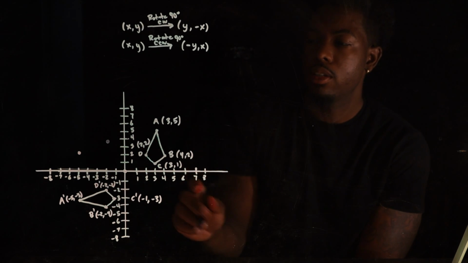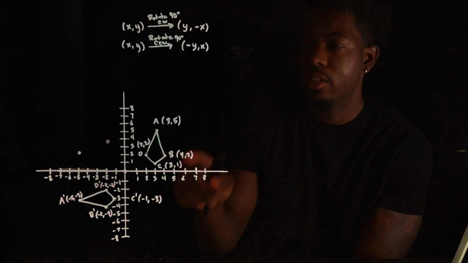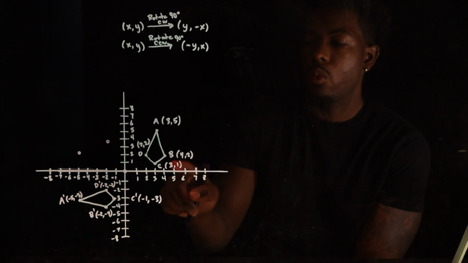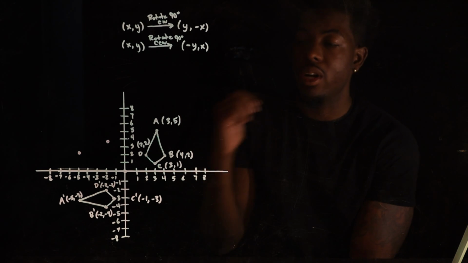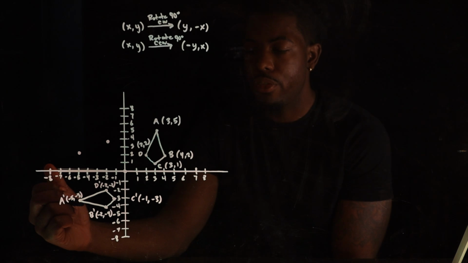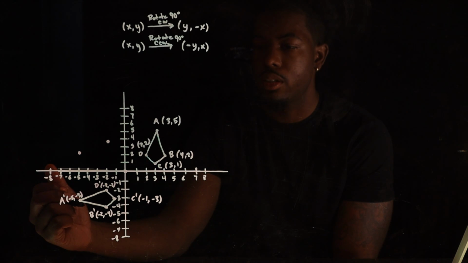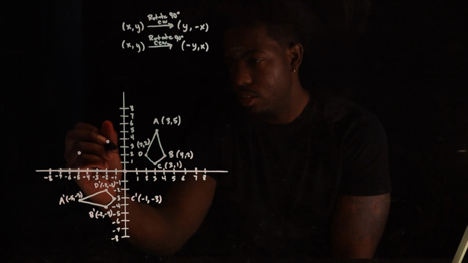Let's keep it moving. We will have C next, which is at 3 comma 1. Switch to 2. We'll have 1 comma 3, but our Y value becomes opposite. We would have negative 1 comma 3. Here is negative 1, 3.